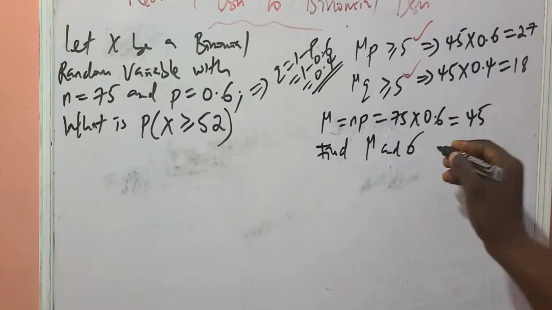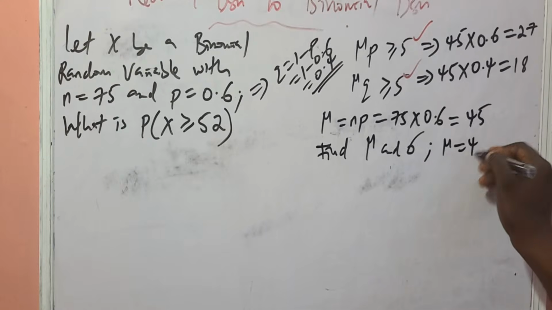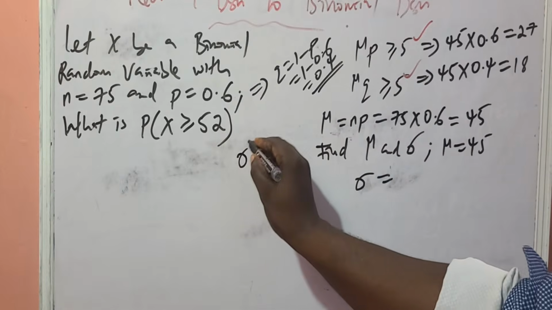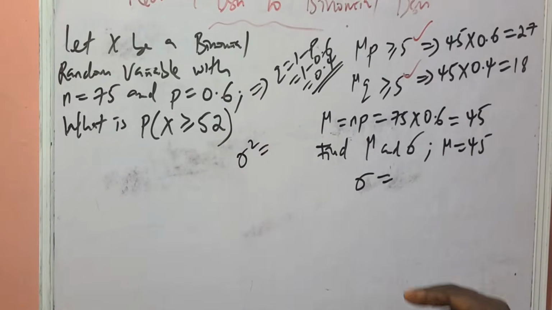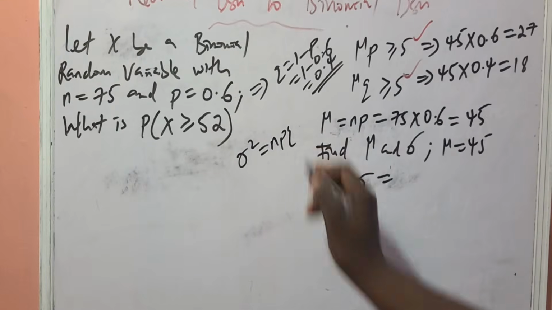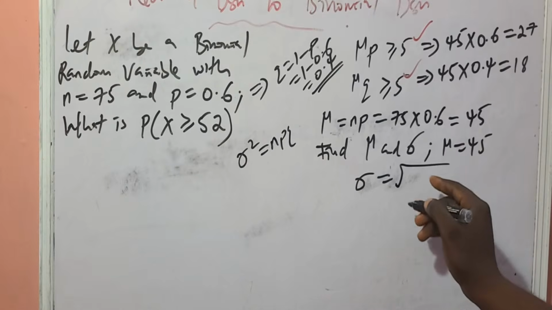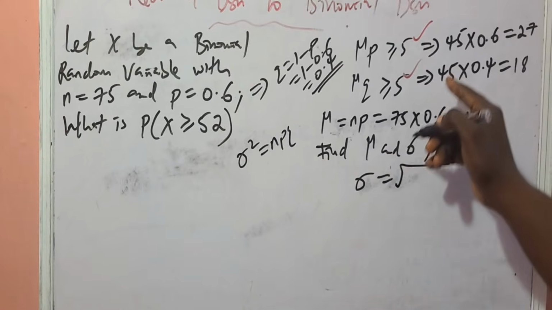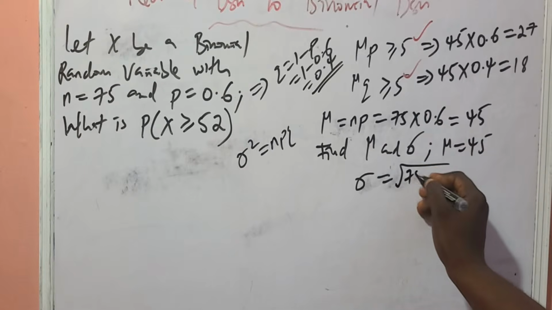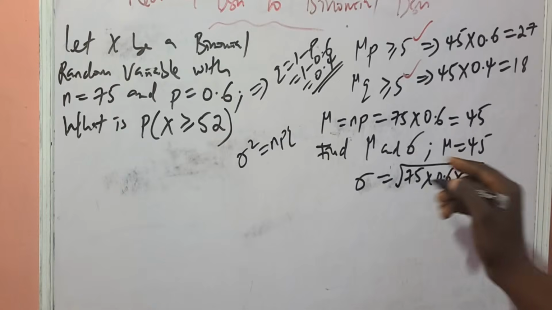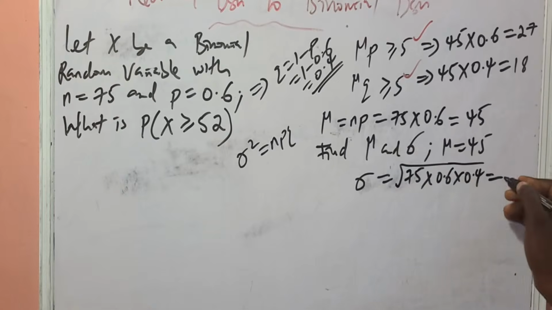Now we have found our mean to be 45 already. Our standard deviation, if you recollect, for the variance of a binomial distribution, we have npq, whereas the standard deviation will be the square root of variance. In this case, we have our n being 75, our p being 0.6, and our q will obviously be 0.4. So let's see what this gives you. If you press this on a calculator, this will be square root of 18.